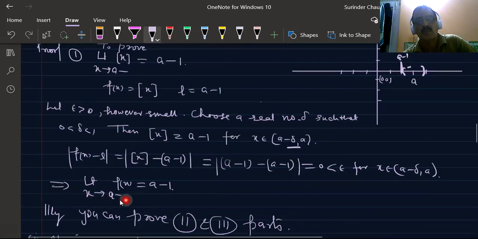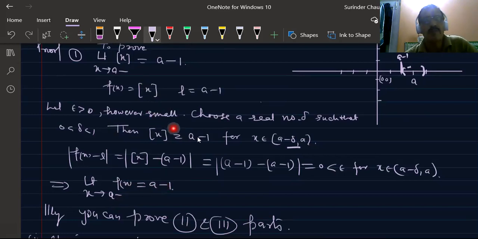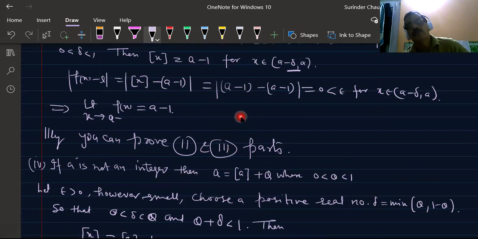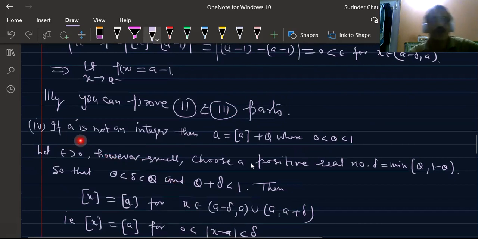Therefore, the limit as x approaches a from the positive side of f(x) is equal to a. Now the left limit is equal to a minus 1 and the right limit is equal to a. So the left and right limits are not equal. Therefore, the third part implies that if a is an integer, then the limit as x approaches a of f(x) does not exist.